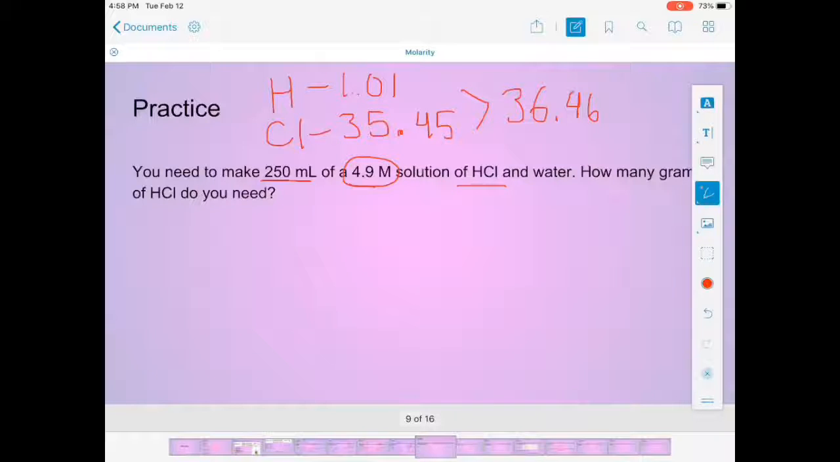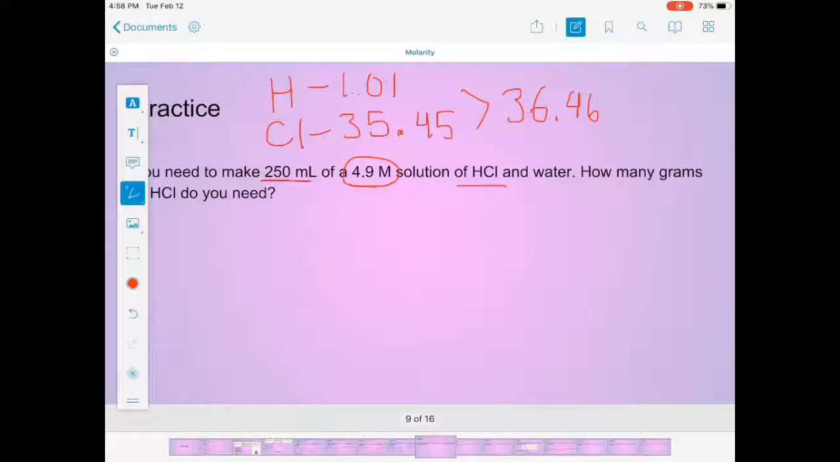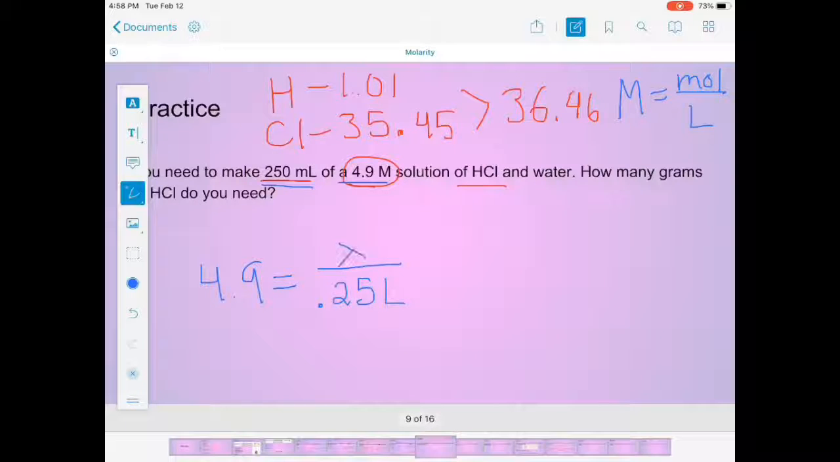The second step, though, is going to be to use the molarity formula, which I'm going to write over here in blue. Molarity equals moles per liter. Now we have molarity, M, and we have our volume already, so we can go ahead and plug those in. 4.9 molar is equal to some type of moles. We're not really sure yet, so we'll leave that blank, over liters, and this is 0.25 liters. Well, because we don't know how many moles we need, we're just going to put an X right there, and then we can solve for X.